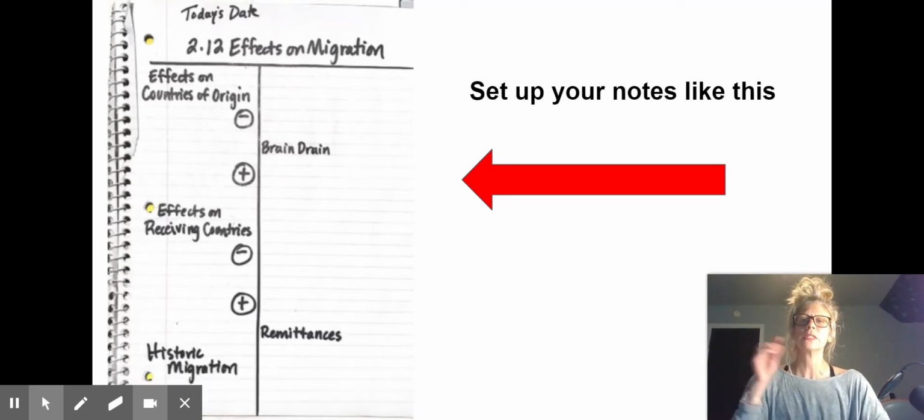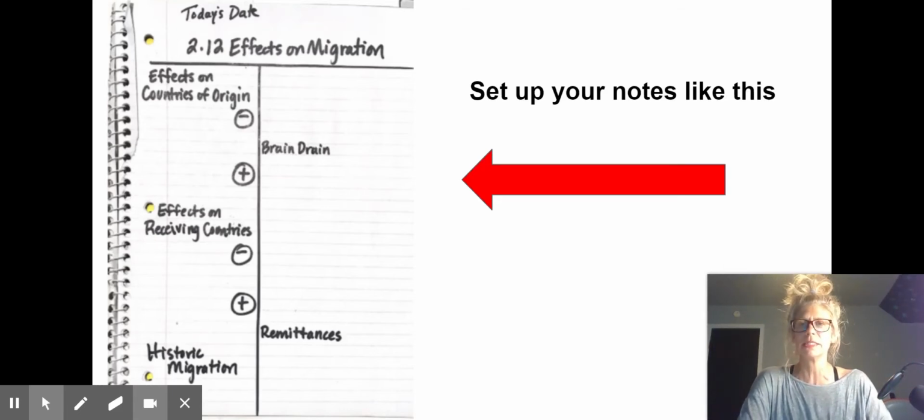So what we're going to do is we're going to start with the effects on countries of origin. So those countries that immigrants are leaving, we'll go over the negatives and positive factors. And then we'll go on effects on those receiving countries that are getting those immigrants. And again, we'll do the negatives and positives. And then there at the bottom, the last point is historic migration. And your two vocabulary words are going to be brain drain and remittances there on the right.